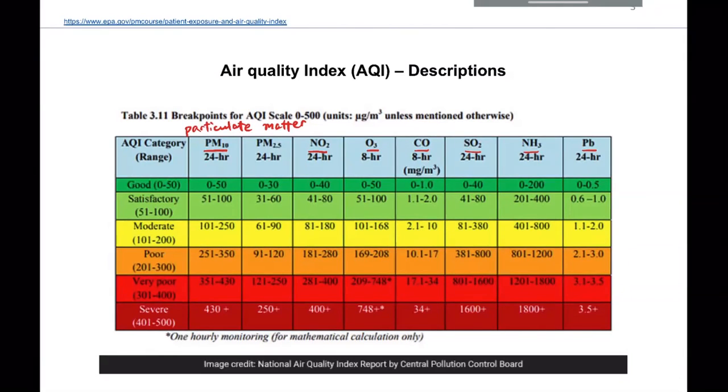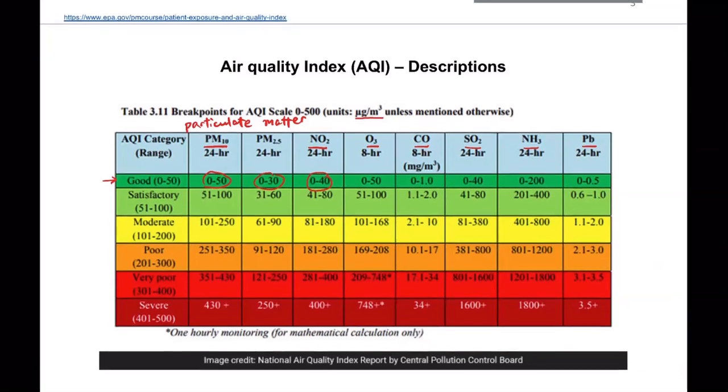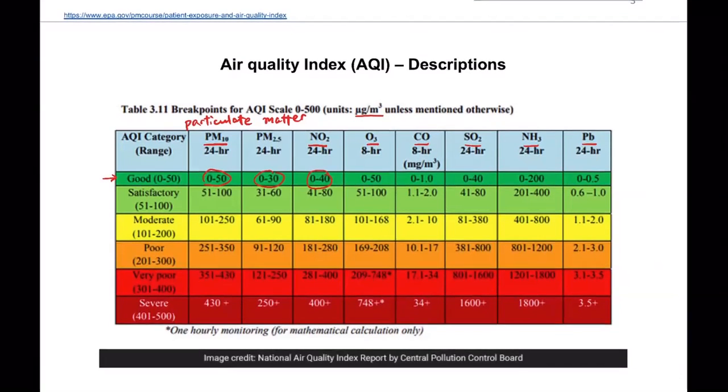Okay, so in each category of the air quality index, let's say in the green bar here, all of these air pollutants have to be within a certain range, a certain concentration, right? It's basically micrograms per cubic meter for all of these air pollutants. So what if one pollutant, for example ozone, skyrocketed and ended up in this range? Okay, the AQI is decided by the most polluted air pollutant.